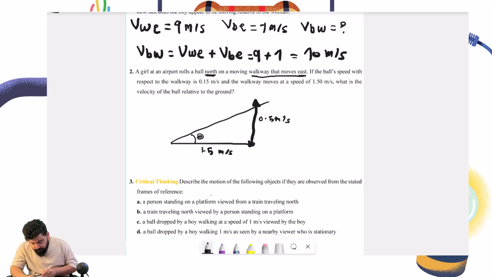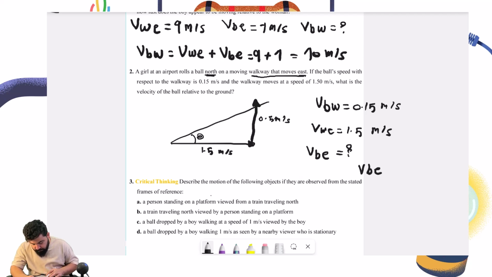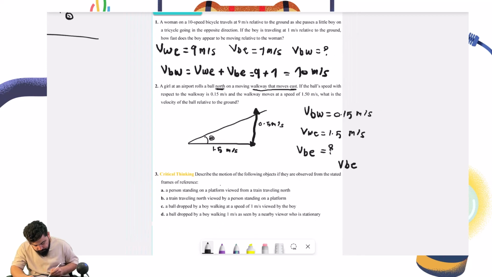So first we have the velocity of the ball relative to the walkway, equal to 0.15 meter per second. We also have the velocity of the walkway relative to the earth, which is equal to 1.5. It says, what is the velocity of the ball relative to the earth? So we have the velocity of the ball relative to the earth is equal to, my screen is lagging and it's really annoying me. Let me refresh that.